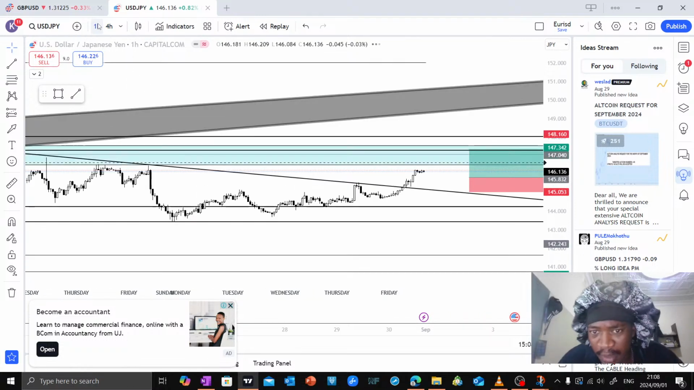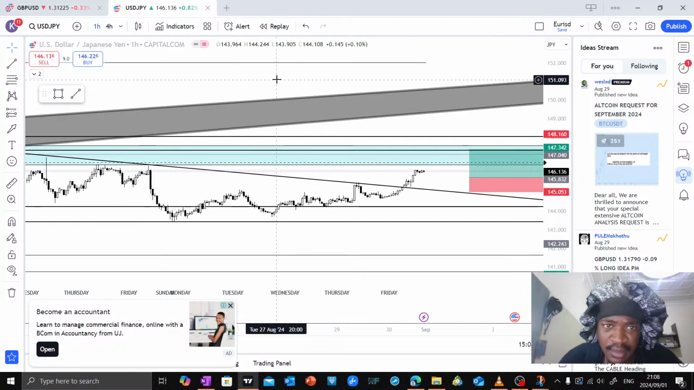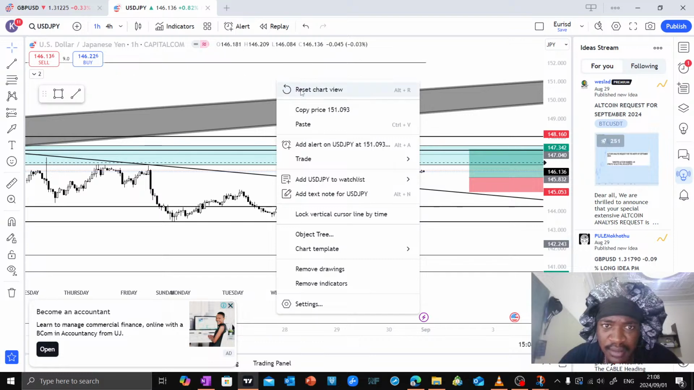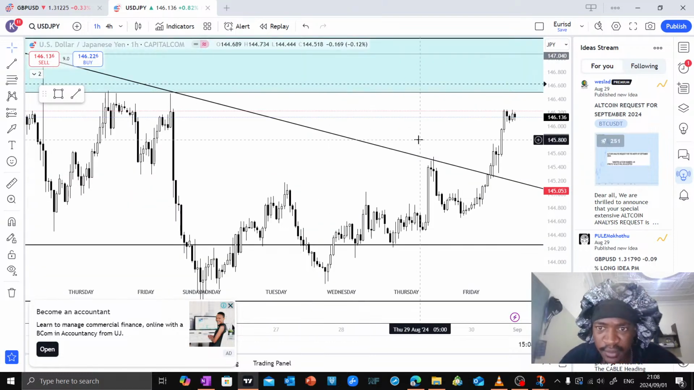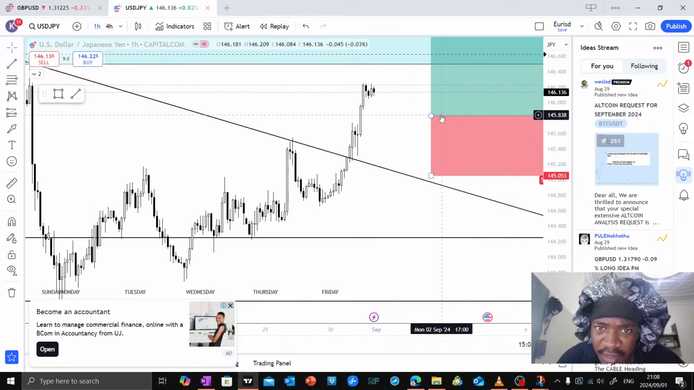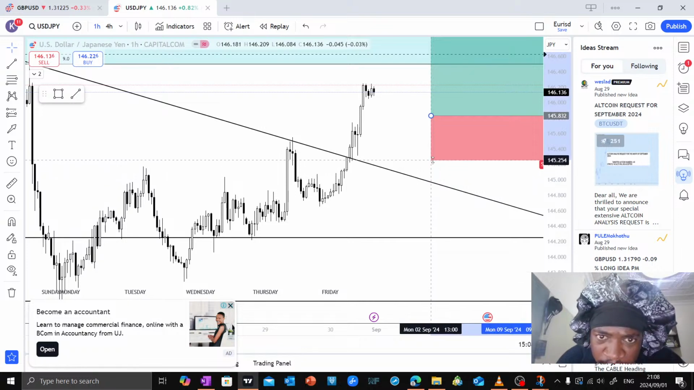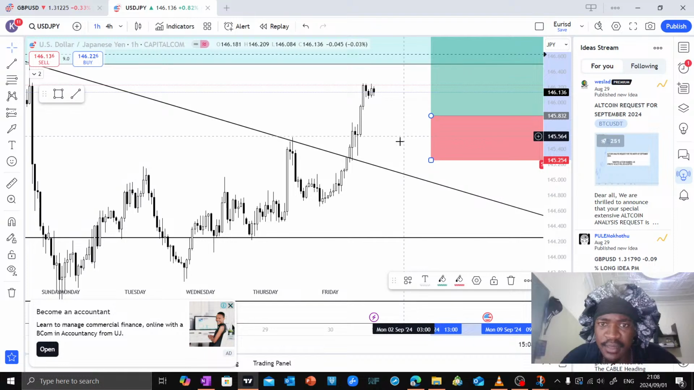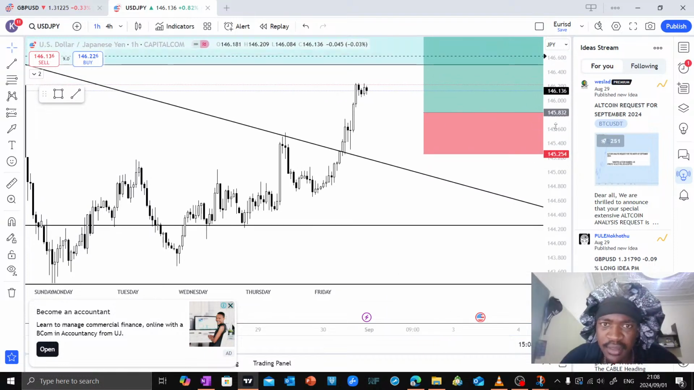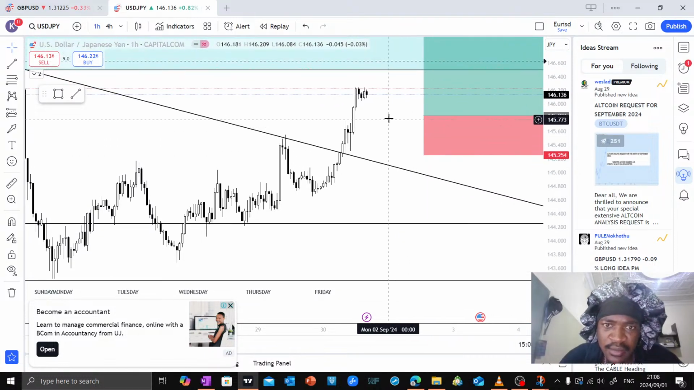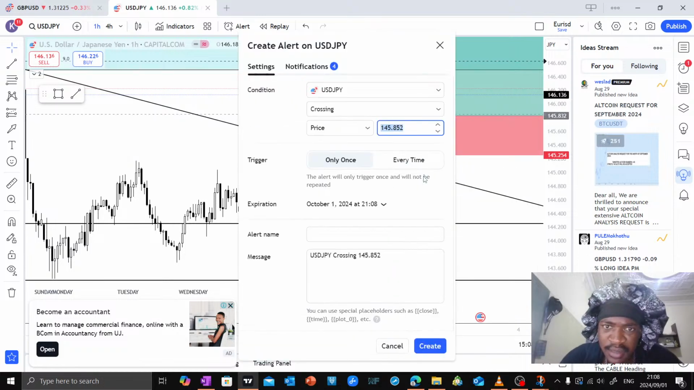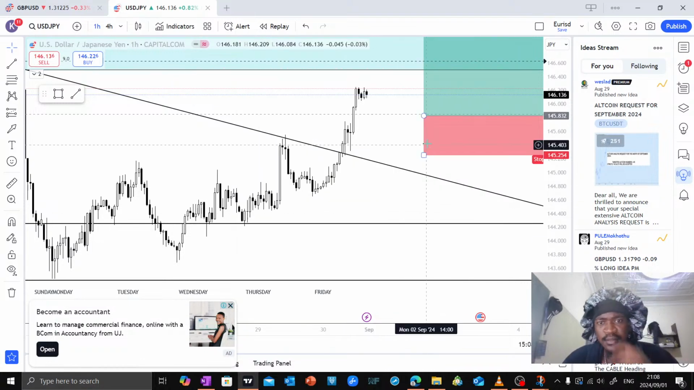So we can go to the one hour, reset that chart, and you see where I said I wanted to buy. Possibly I'll be buying in these regions and putting my stops just below there. So that's tightening my stop loss now. I would want to put alerts right there. So we have an alert right here.